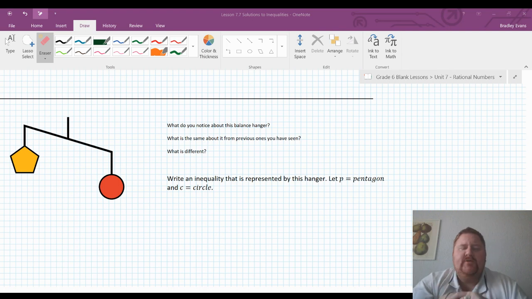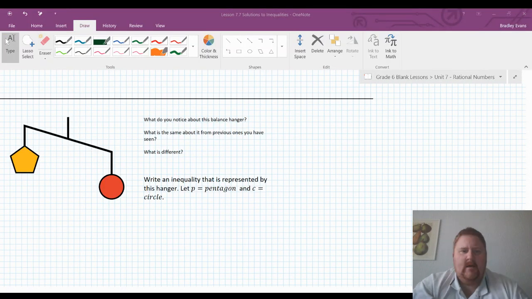All right, so moving into the second part of our lesson where we are using and writing inequalities with more than one variable. Here's a balance hanger for you. And you'll notice, or what do you notice about this balance hanger? What's different about it to the ones that we saw in the last unit?